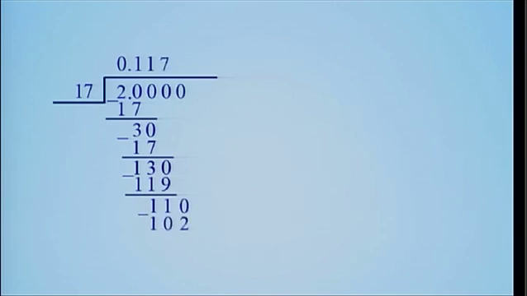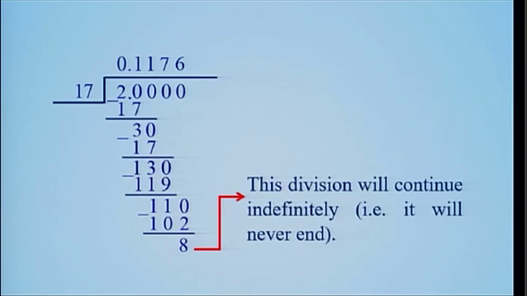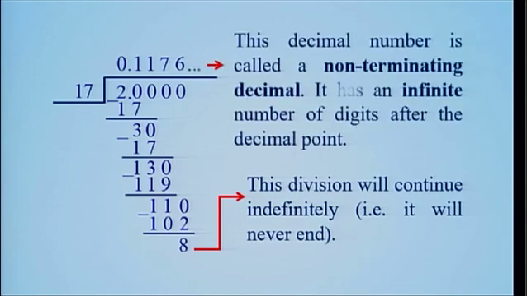You will see that the more we divide, the more decimal numbers we'll obtain. And this division will continue indefinitely. That is, it will never end. Hence, this decimal number is called a non-terminating decimal. It has an infinite number of digits after the decimal point.